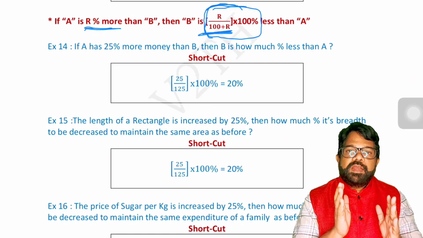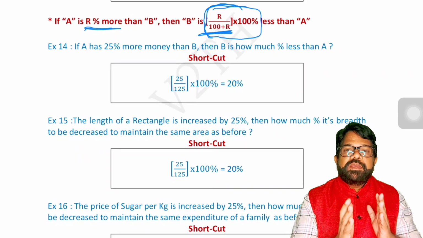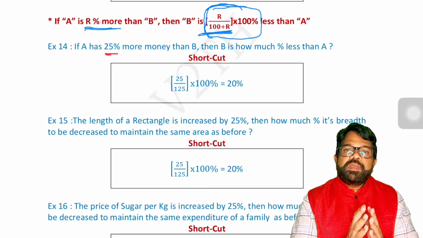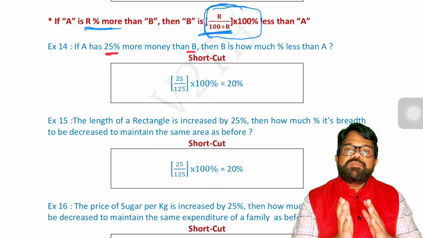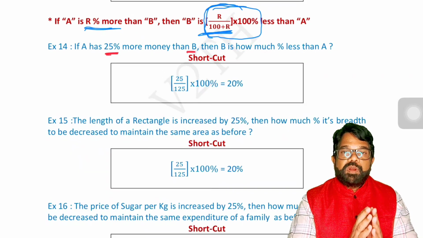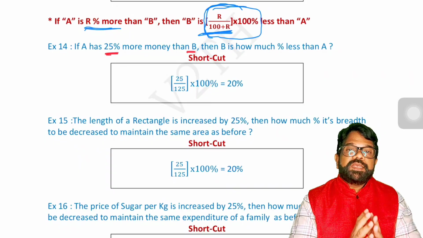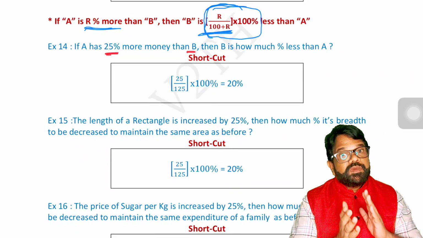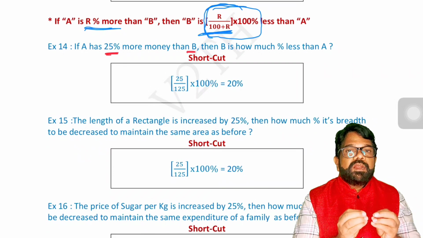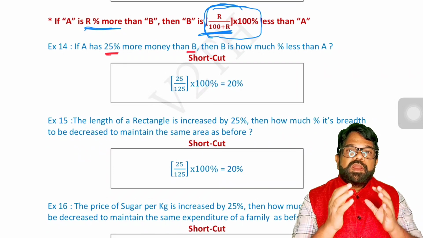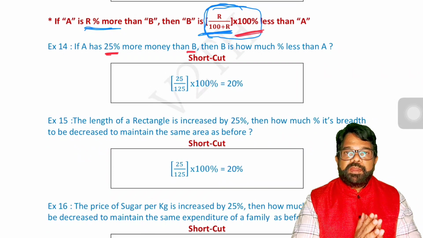Suppose two numbers A and B. A is 25% more than B. Then definitely B is less than A. But don't say B is 25% less than A. But B is how much percent less than A? Which keynote you have to apply? R by 100 plus R into 100% keynote you have to apply.